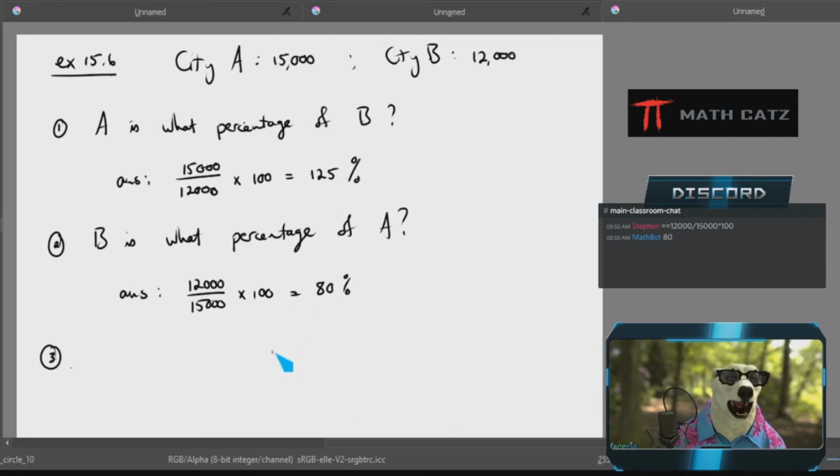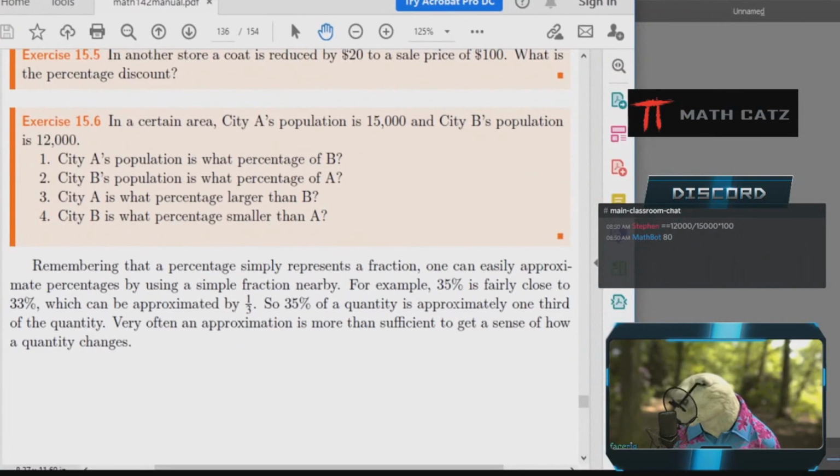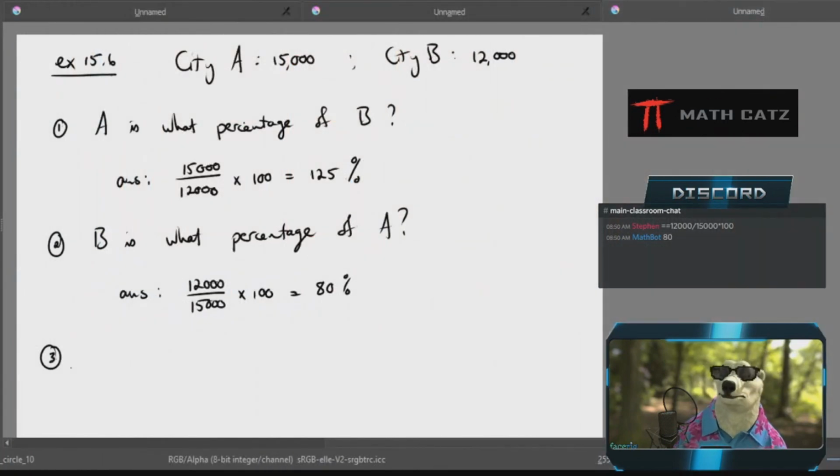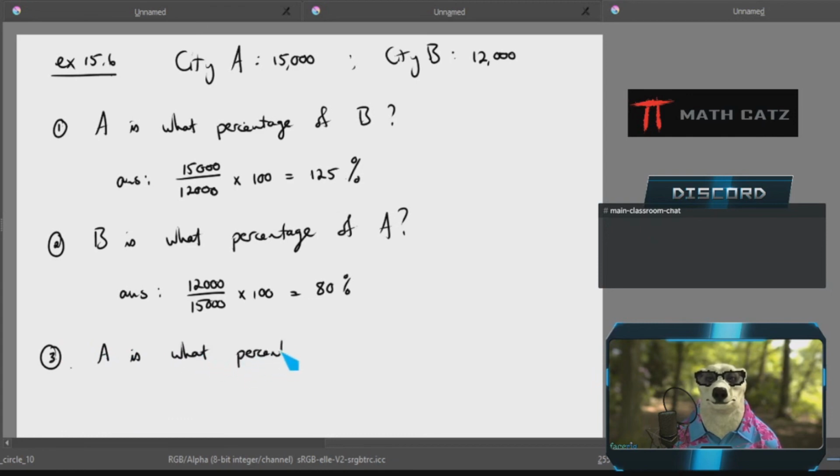All right, now the next two are similar but different from the first. City A is what percentage larger than B? A is what percentage larger than B? Let's write that down. A is what percentage larger than B?